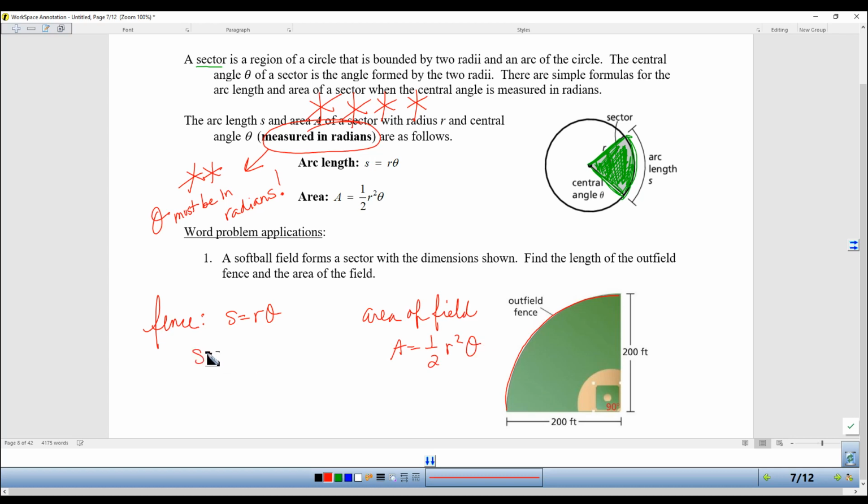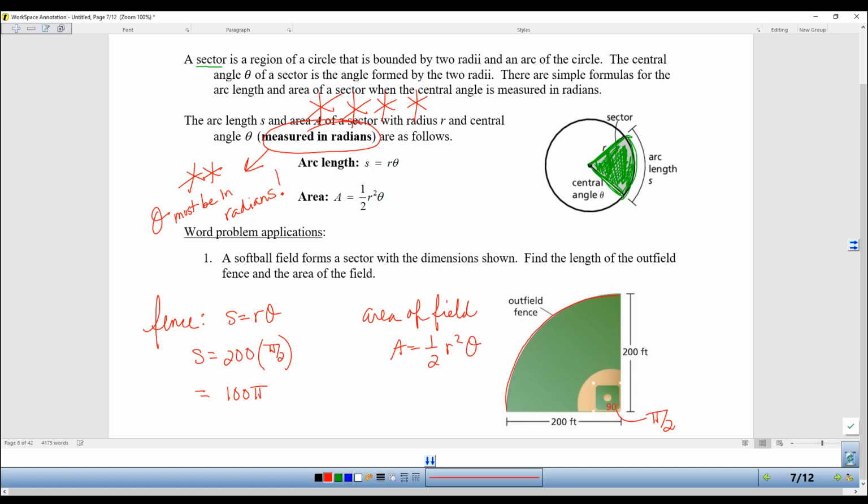So my radius is 200 and my theta is 90. But it must be in radians. So this is going to be pi halves. The formula only works in radian measure. As you get in higher level math, lots of things will only work in radian measure.